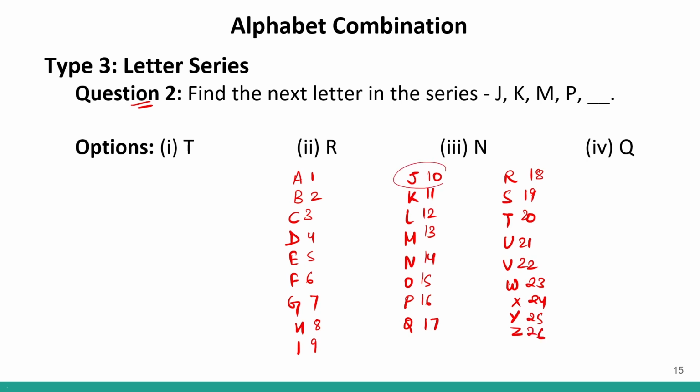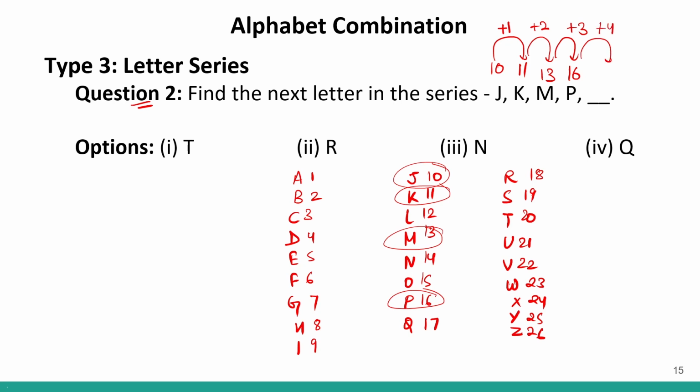So what is the forward rank of J? 10. What is the forward rank of K? 11. What is the forward rank of M? 13. And what is the forward rank of P? 16. So now can I see a pattern? From 10 to 11 it is plus 1. From 11 to 13 it is plus 2. And from 13 to 16 it is plus 3. So basically we are increasing by the next number, right? So the next increment will be of plus 4. Correct? The next increment will be of plus 4.